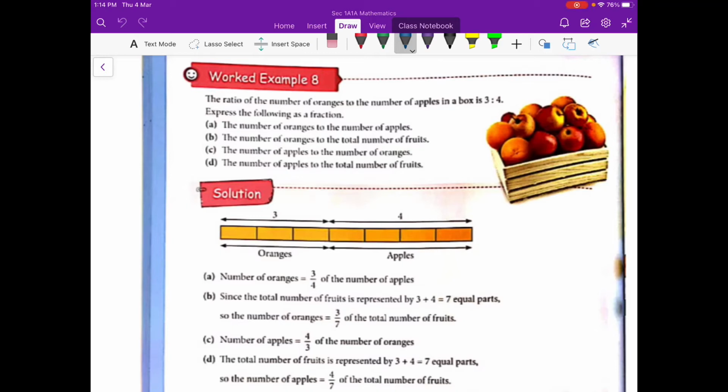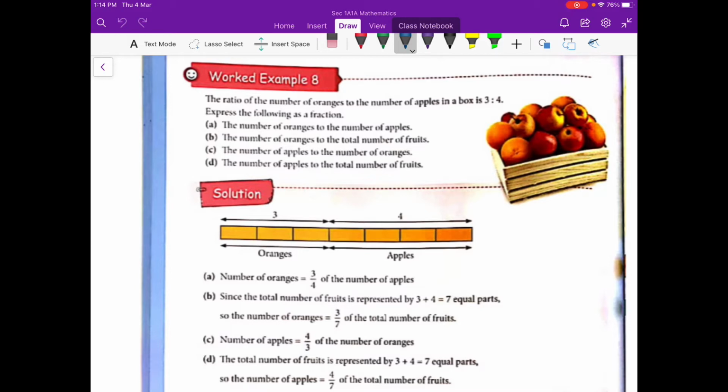Work example number 8. Ratio of oranges to apples is 3:4. We don't know how many apples, don't know how many oranges, but I do know that if there are 3 oranges, there will be 4 apples. If there are 6 oranges, there will be 8 apples, so on and so forth. So I express as a fraction, number of oranges to number of apples.